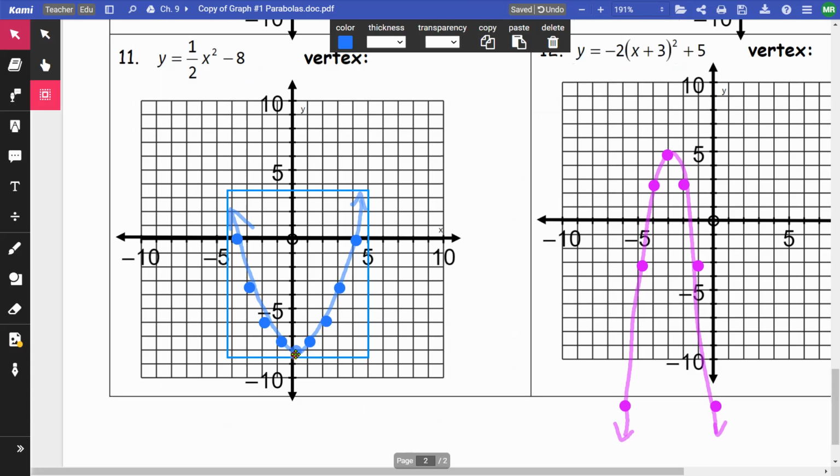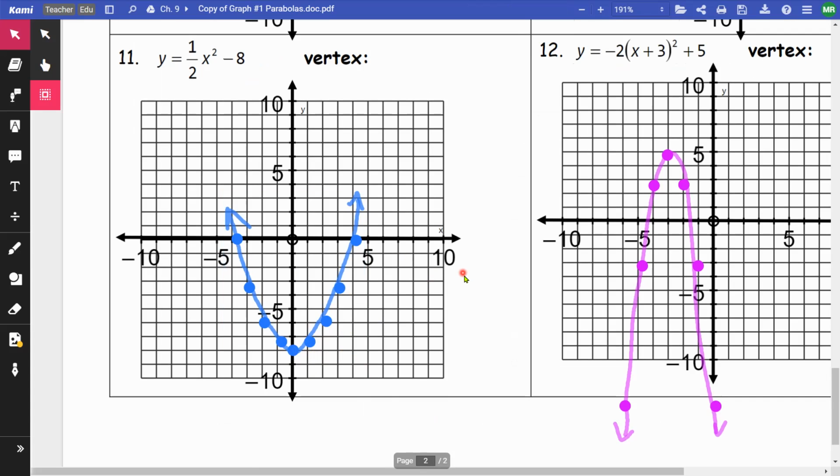And again, what happens is I go out 1 squared is 1. I take half of that. I'm at a half. I go out 2 squared is 4. Half of 4, I go up 2. I go out 3 squared is 9. Half of 9, 4.5, and so on. And that's your graph. So hopefully this helps a little bit.